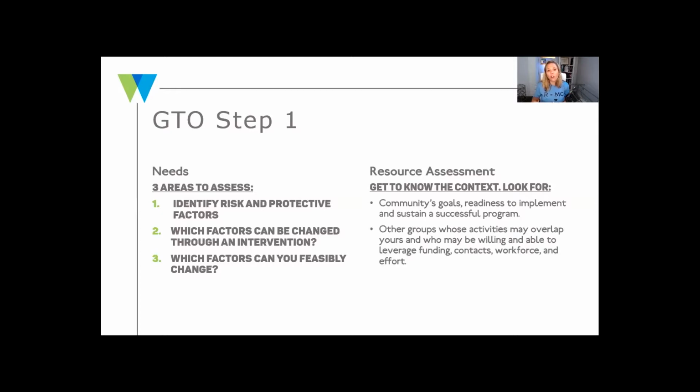Then you're going to look for other groups that are out there that may overlap with you. So just because somebody else is targeting the same problem doesn't mean you shouldn't do it. However, when that happens, it's good to know because you could leverage them. You could work together. You could build what we call interorganizational relationships, because now you might be able to find other people who are willing and able to help. You could leverage funding, contacts, workforces, and effort to really synergize and get to outcomes in a more sustainable way. So both the needs assessment and the resource assessment are important components to this first step.